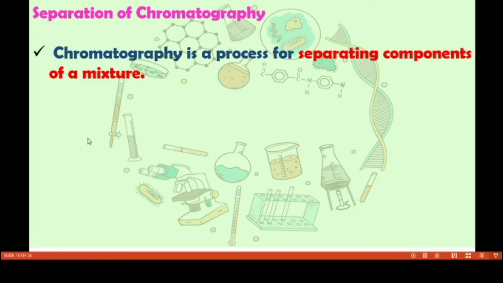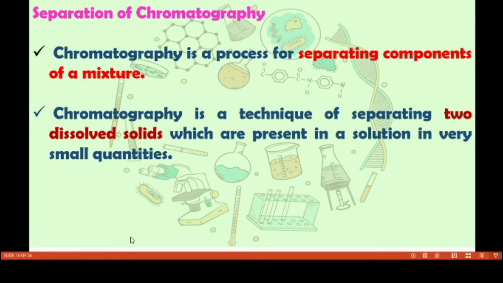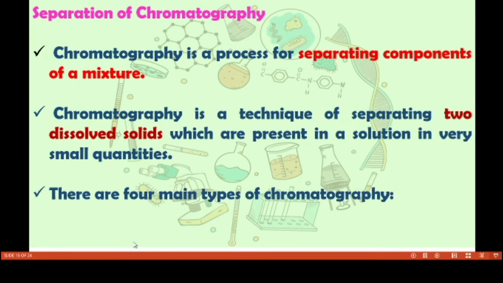Next is separation by chromatography. What is chromatography? Chromatography is a technique of separating two dissolved solids which are present in a solution in very small quantities. There are many types of chromatography, but the simplest form is paper chromatography. So chromatography is a process for separating components of a mixture. This is used to separate the dissolved solids which are present in a solution in very small quantities.